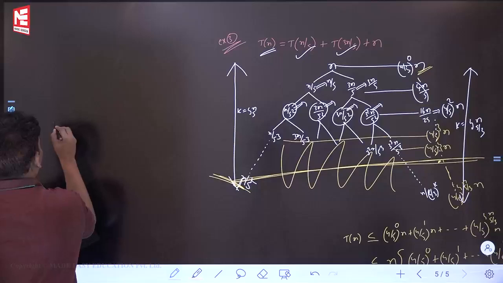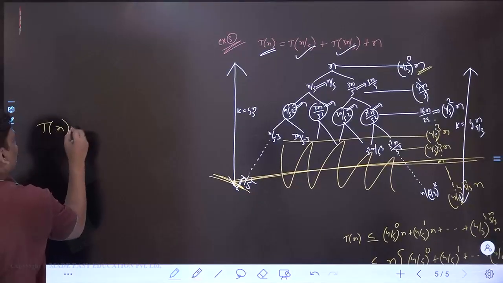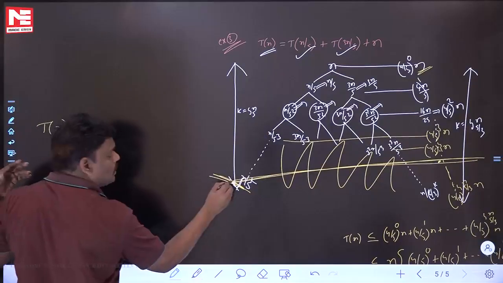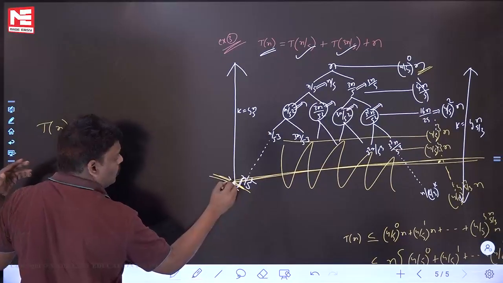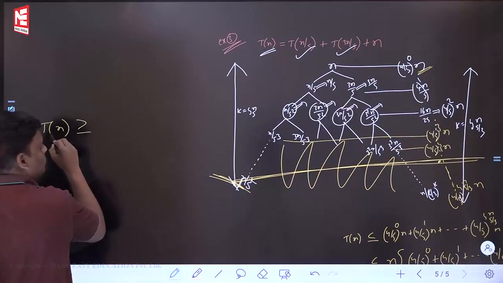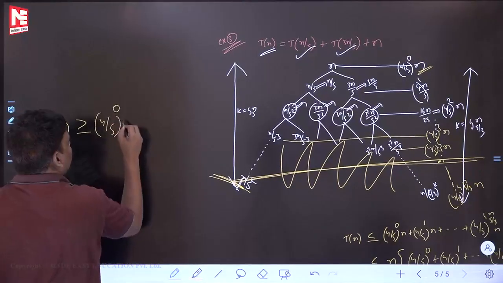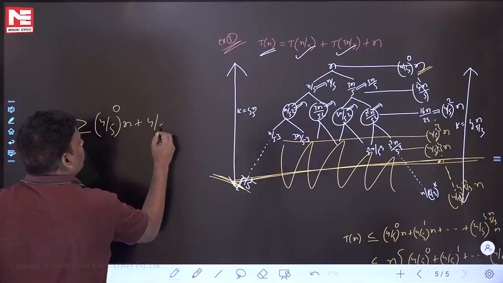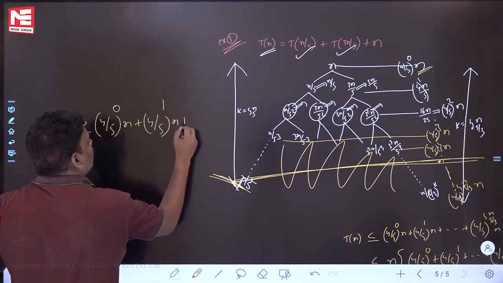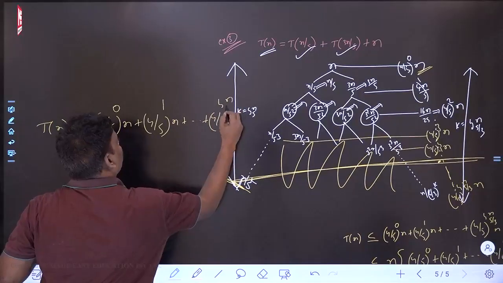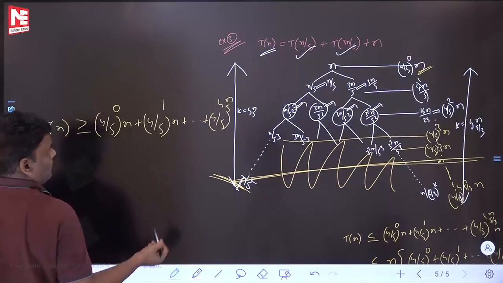So let me check this one. Tn greater than or equal to. What is the reason? Comparing with the actual answer, if you consider only this part, until here only, less will come. So Tn is bigger at that time. Let me write now. 4 by 5 whole power 0 n, 4 by 5 whole power 1 n, and so on. What is the last one? 4 by 5 whole power log n base 5, because we always divide by 5, right?